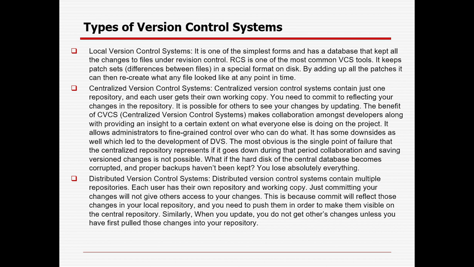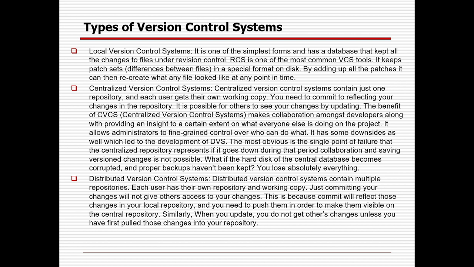Centralized version control system contains just one repository. Each user gets their own working copy. Users need to commit to reflect their changes in the repository. It is possible for others to see your changes by updating. The benefit of centralized version control system is that it makes collaboration among developers possible, along with providing an insight, to a certain extent, on what everyone else is doing on the project. Because whenever you are working on the centralized version control, everybody can see what the other person is doing, because it is the same copy, the same repository. It's only one repository. It allows the administrator to gain control over who can do what.